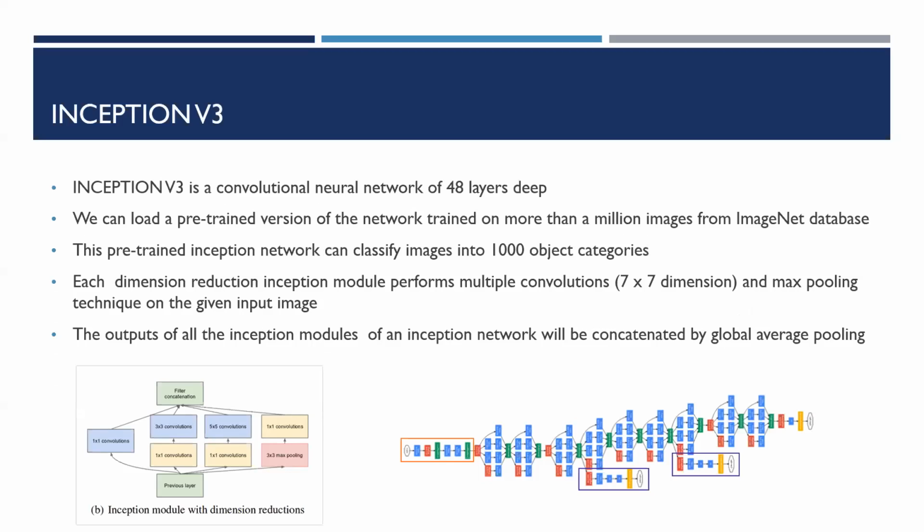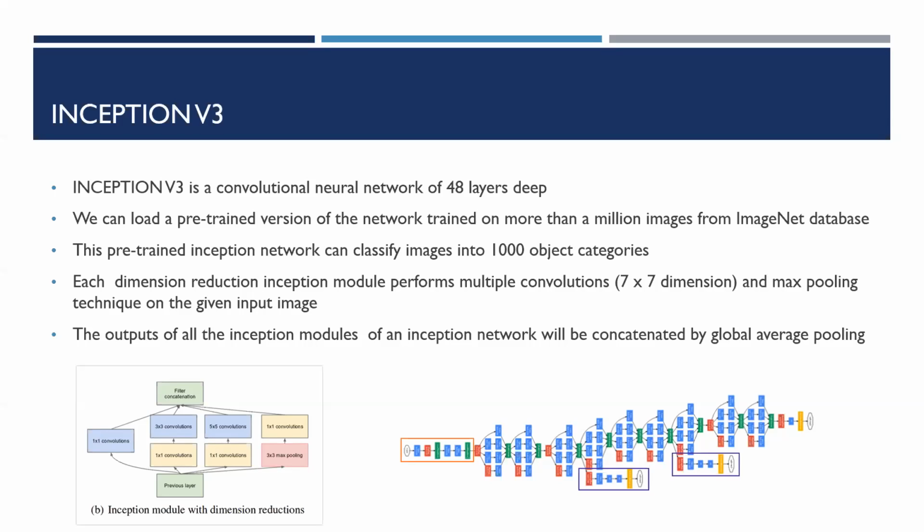Coming to Inception V3. Inception V3 is a convolutional neural network that is 48 layers deep. You can load a pre-trained version of the network trained on more than 1 million images from the ImageNet database. The pre-trained network can classify images into 1,000 object categories. Basically, there are two kinds of inception modules in Inception V3. One is the naive inception model. It performs convolution on an input with 3 different sizes of filters, 1 cross 1, 3 cross 3, and 5 cross 5. Max pooling is also introduced here. The outputs are concatenated and sent to the next inception module.